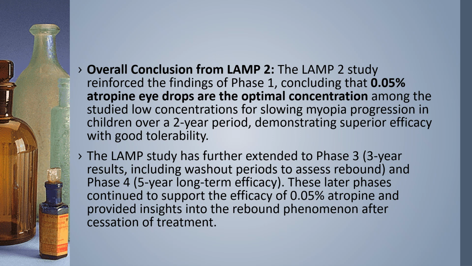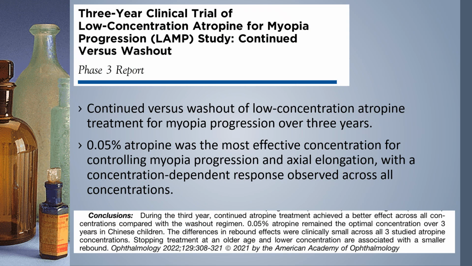And phase 4, they wanted to see the later phases where there were some patients who were continued on 0.05% even after 2 years, and also to see the rebound phenomena after the cessation of treatment of 3 years or more. So phase 3 report had continued versus washout of low concentration atropine for 3 years.